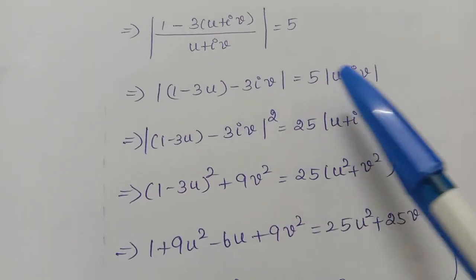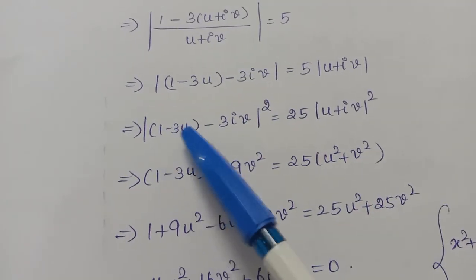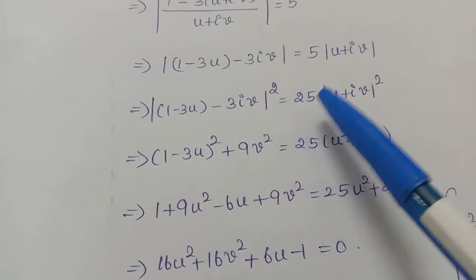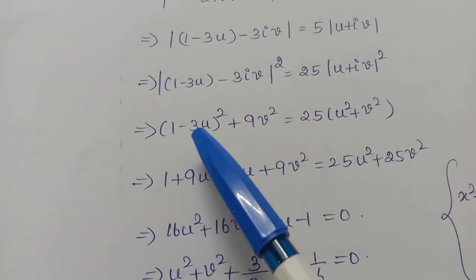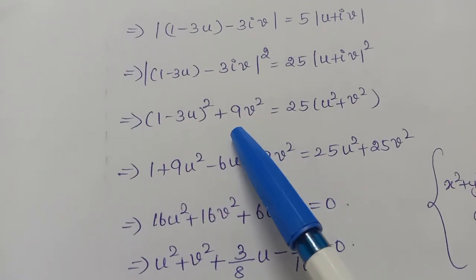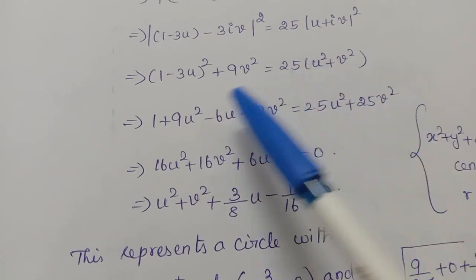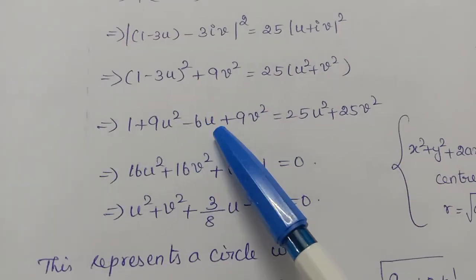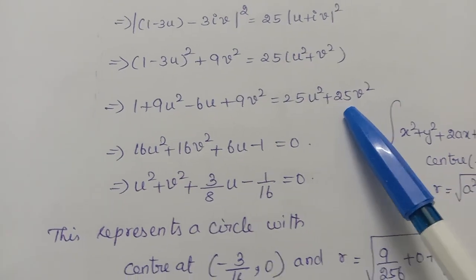Let us square on both sides so that we can take the modulus. So mod of (1 minus 3u minus 3iv) the whole square equals 25 mod of (u plus iv) the whole square. What is the modulus of a complex number? Real part square plus imaginary part square. So the real part is (1 minus 3u) the whole square, plus the imaginary part 3v squared, which is 9v square, equal to 25 into (u square plus v square). Here it is (a minus b) the whole square, so a square plus b square minus 2ab. So 1 plus 9u square minus 6u plus 9v square equal to 25u square plus 25v square.